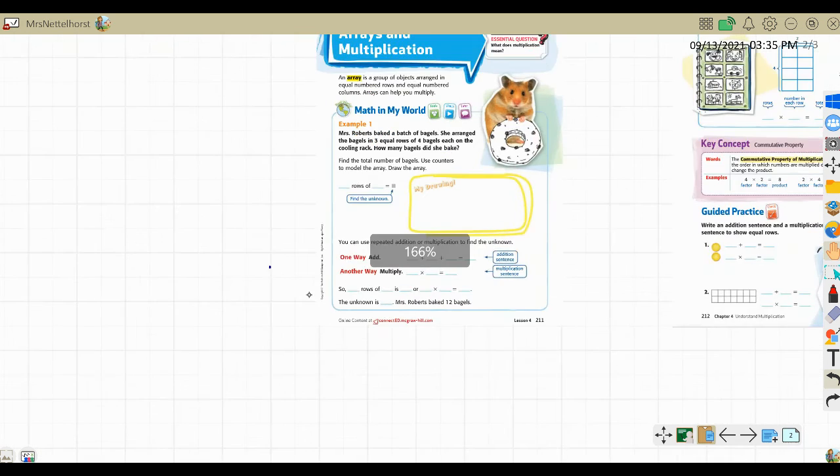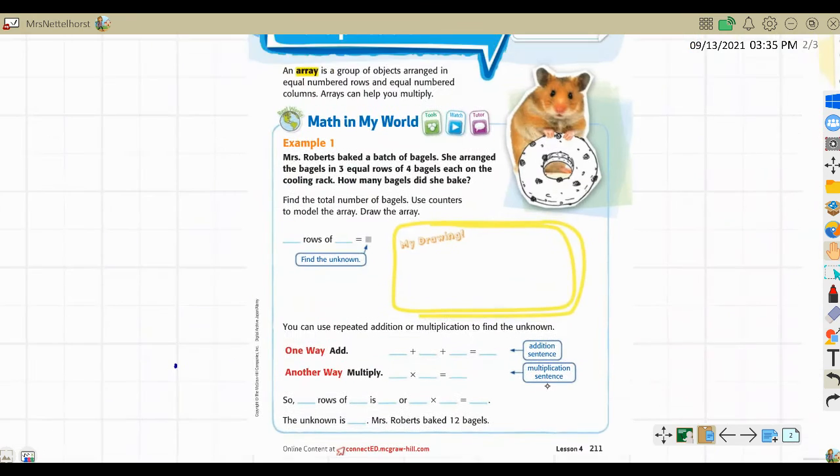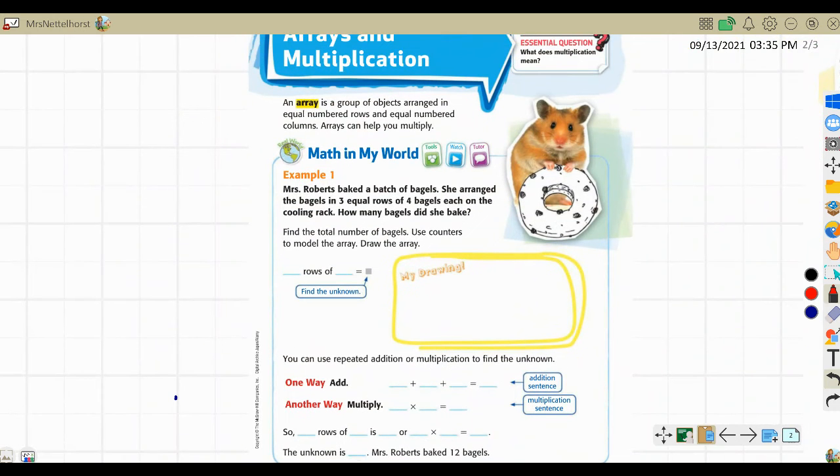so if you look up here at the top, it tells you an array. You don't need to draw this arrow, I'm just showing you where I am. An array is a group of objects arranged in equal numbered rows and equal numbered columns. Arrays can help you multiply.